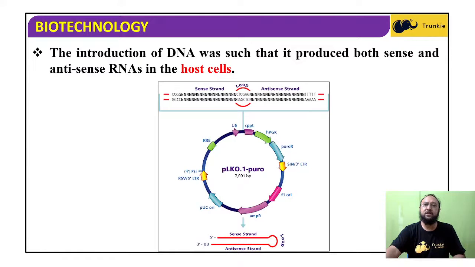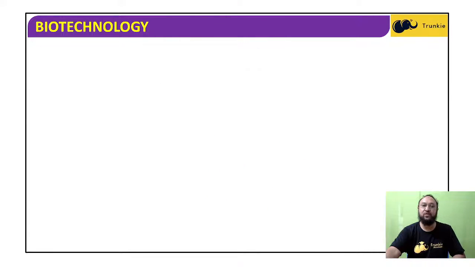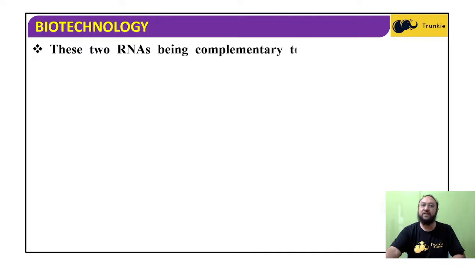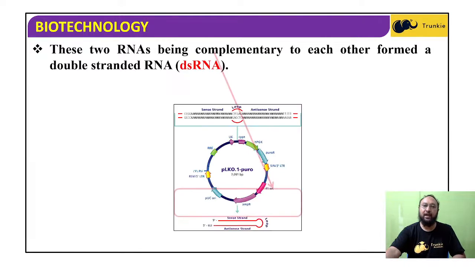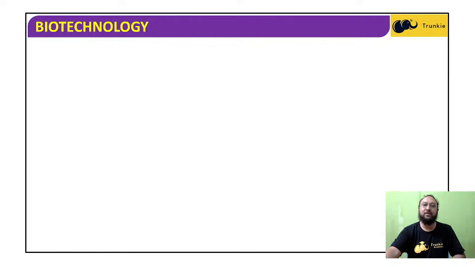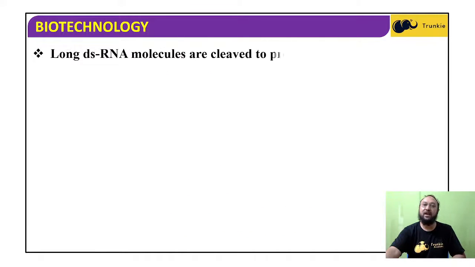The introduction of DNA was applied in such a way that it produced both sense and antisense RNAs in the host cell, and these two RNAs, being complementary to each other, formed a double-stranded RNA. And what happened? This long double-stranded RNA molecule is cleaved by Dicer to produce single RNA, okay.